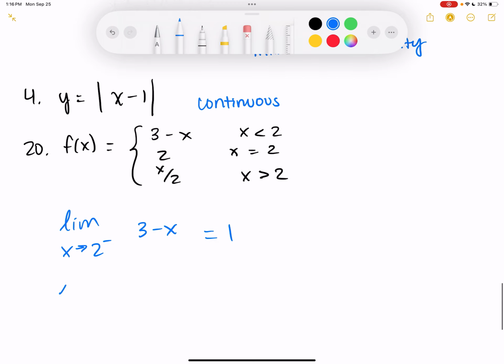Now the next thing, the limit as x approaches 2 from the right. Anybody want to guess which one goes with this one? X is greater than 2. Yep. So x over 2. So this is like 2.0001, something like that. So what would that give me? 1.